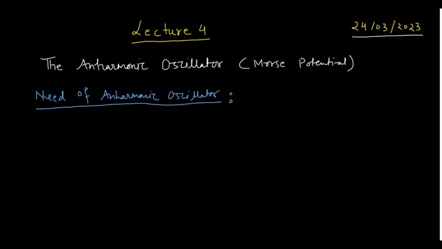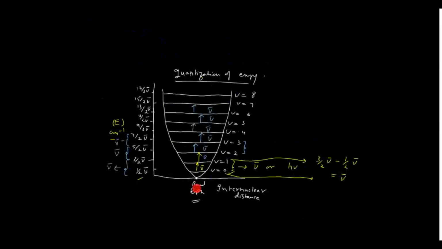If I go back, this was the slide. This was the bond length which I plotted against the energy, and this was the harmonic oscillator. This is the parabola. I have explained all these things in my earlier lecture, and here you can see the energy gap between all the vibrational levels is the same. This was nu bar or h nu, which was Bohr's condition. But this harmonicity which I have shown in this slide does not follow in the case of real molecules.